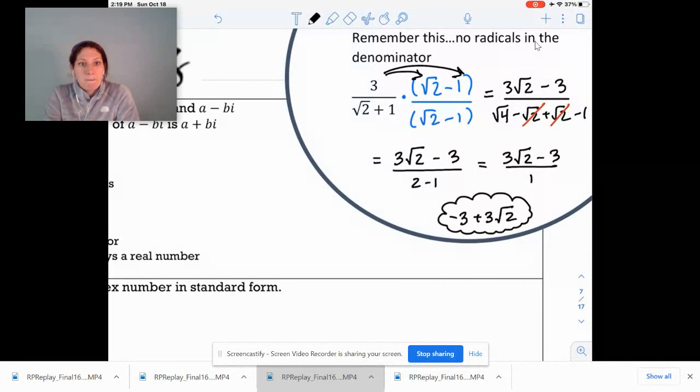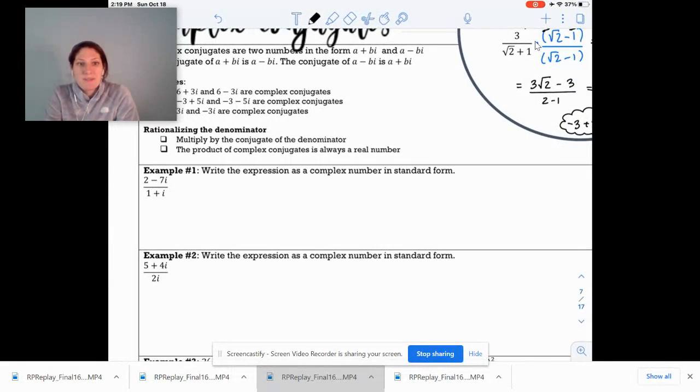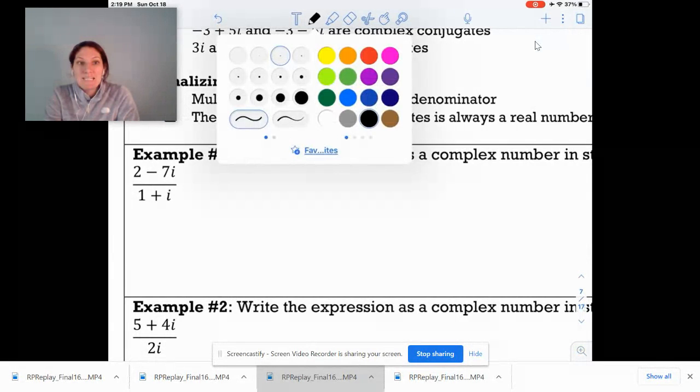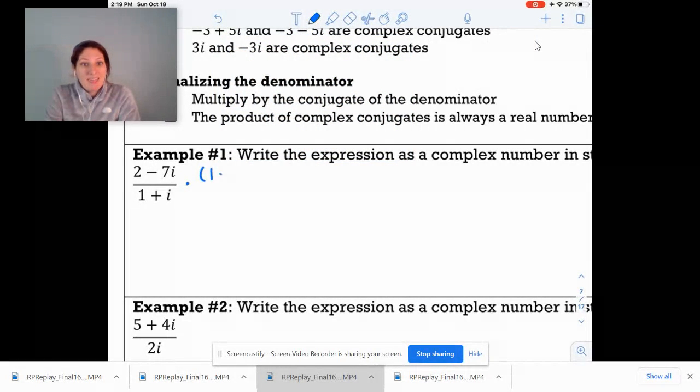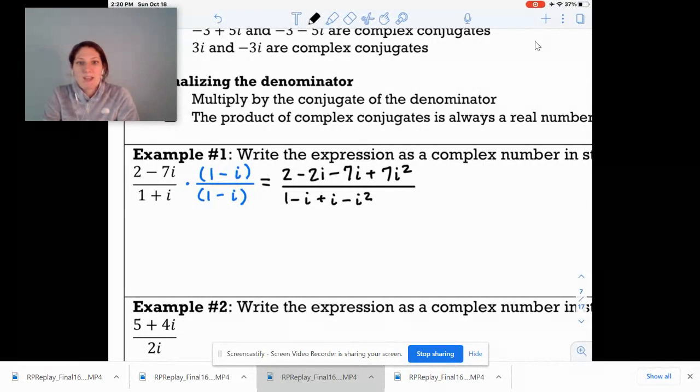For the first problem, I see i in the denominator, so I need to clean that up. I'm going to multiply by the conjugate. The conjugate is 1 minus i, and I multiply the top and the bottom by that. i behaves like a variable. In the numerator, I'm going to multiply 2 times 1, 2 times -i, -7 times 1, and -7i times -i. So be real careful, negative times negative. And anytime you have i times i, it's i squared, just like x times x would be x squared.